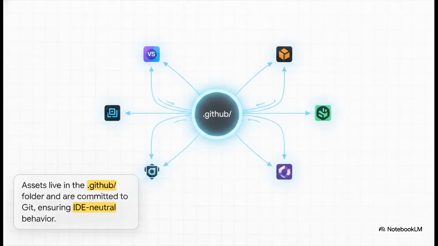The real beauty here is that all your customization assets live in that .github folder and are committed to Git. This makes them 100% portable and completely IDE neutral. Because they're just standard markdowns stored in version control, any engineer pulling the repo gets the exact same baseline AI behavior, no matter which IDE they prefer to use.